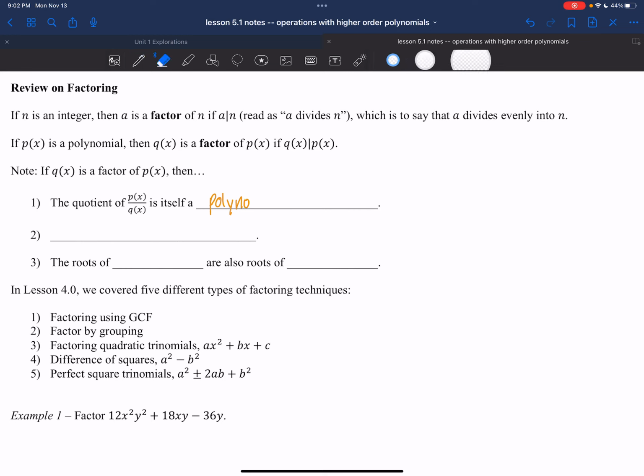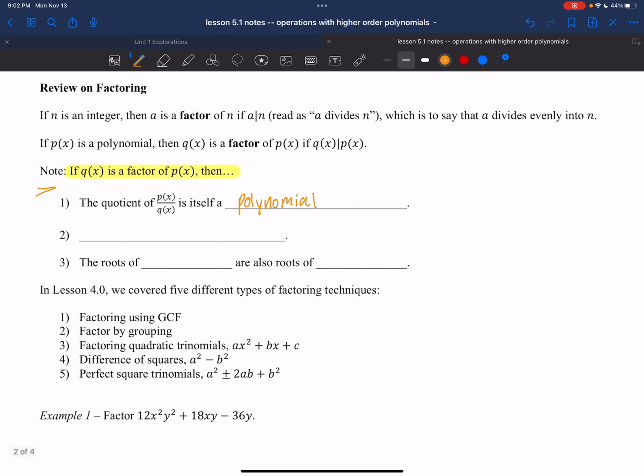Assuming that Q of X is a factor of P of X, okay? Now, this is under this assumption, all right? This is very important, by the way. I'm going to take my time talking about this. This is so important. I'm putting stars next to it.